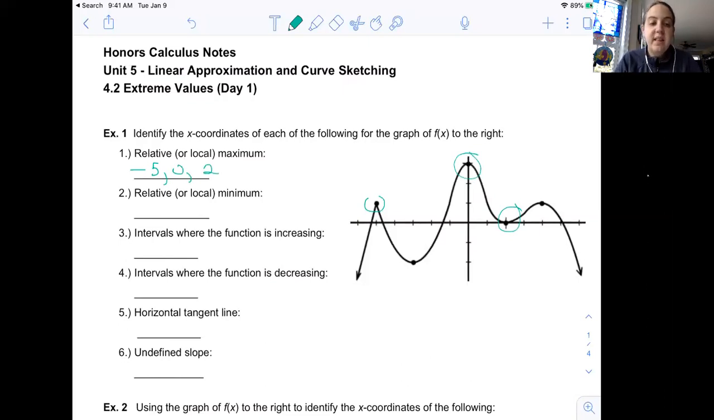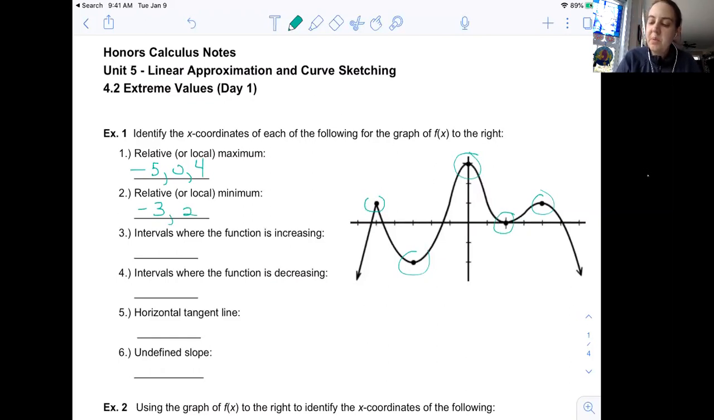We next want to find the relative or local minimums. Where do those happen? Those are the low points. I just did the wrong maximum, didn't I? Let's get rid of that one. That's not a maximum. This one is. I'm half asleep this afternoon. My maximum's over here at 4. All right, let's try again for the minimums. So the first one's here at -3. This is another minimum over here at 2.